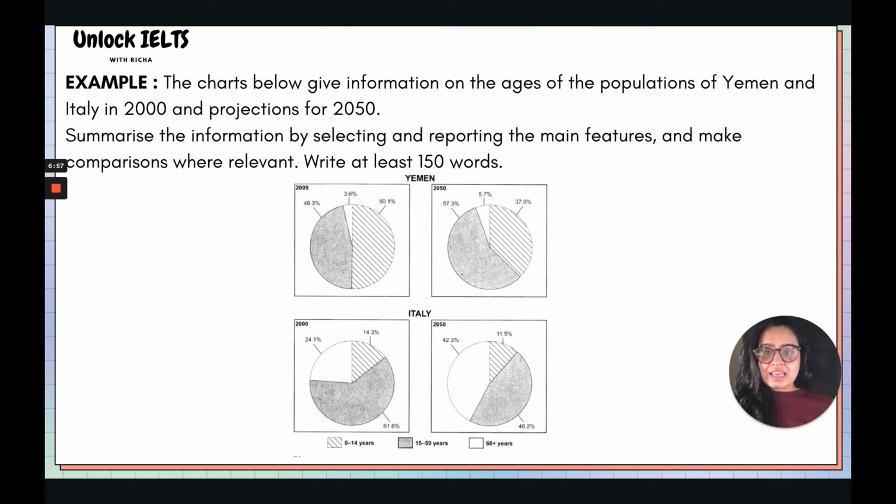The question here says, the chart below gives information on the areas of populations of Yemen and Italy in 2010 and projections for 2050. Summarize the information by selecting and reporting the main features and make comparisons where relevant. Write at least 150 words.